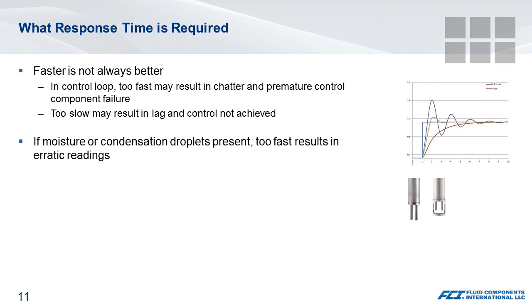Also, the speed of response can be influenced by the drive technology. Constant delta T technology is generally faster. For the exact same wall thickness of thermal wells, constant delta T would be faster compared to constant power. But then again, constant delta T is more susceptible to moisture-related erratic readings.